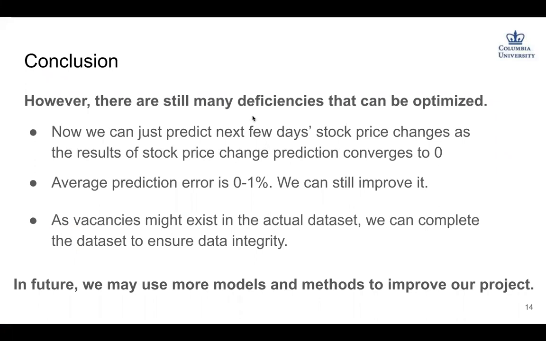First, now we can just predict the next few days stock price changes, as the result of the stock price change prediction converges to 0. So if we want to predict the stock price in a very long time, for example, in 1 month, we need to use some other methods to achieve this goal. And we can also improve our project to decrease the prediction error. And as vacancies might exist in the actual data, we can complete the data set to ensure the data integrity by ourselves. So in future, we may use more models and methods to improve our project.